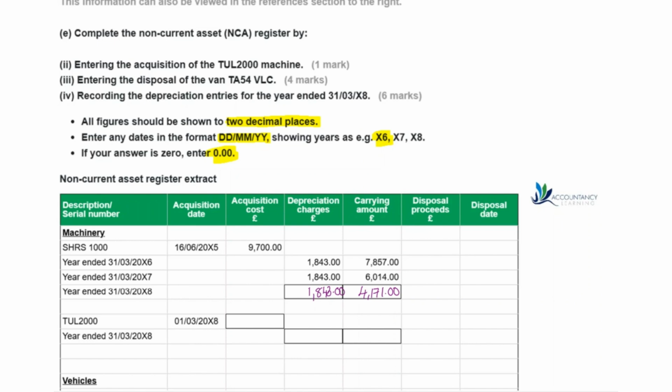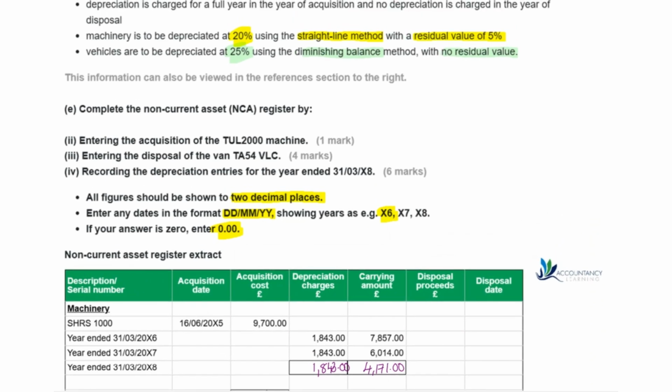Next, we've got the new machine that we need to enter. So we need to take the acquisition cost, which we worked out in the earlier part of the question. So 12,475, not forgetting our 2 decimal places there. And now we need to work out what the depreciation will be. So again, we're on a straight line basis, but remember we have got the residual value of 5%.